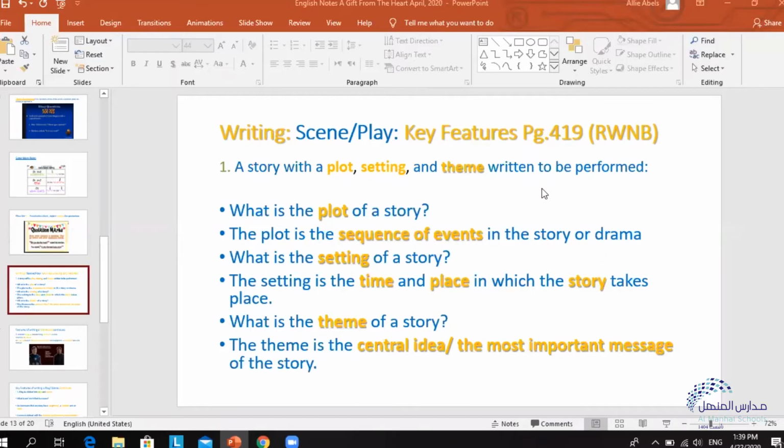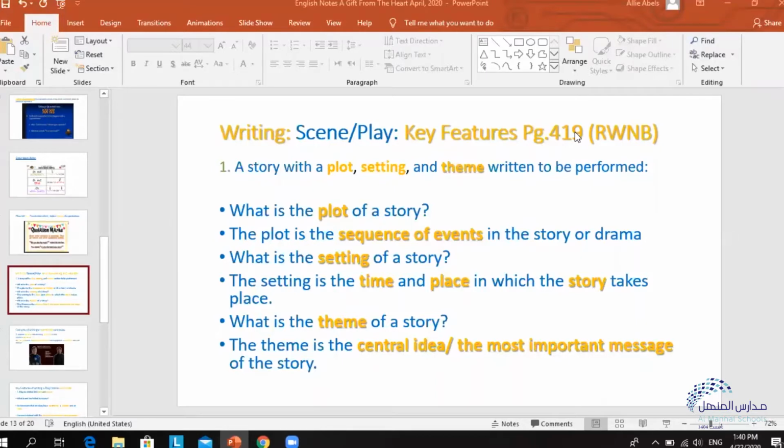So today we will be discussing how to write a scene or a play. This topic, writing a scene or a play, can be found in your Readers and Writers Notebook on page 419. Okay, so how does one write a play? How does one write a scene in a play?